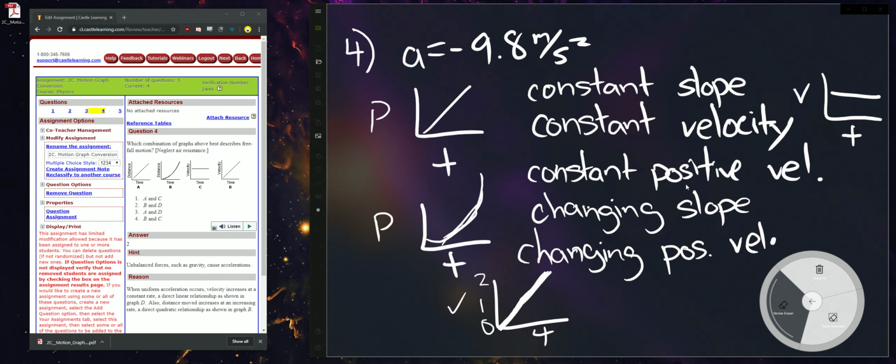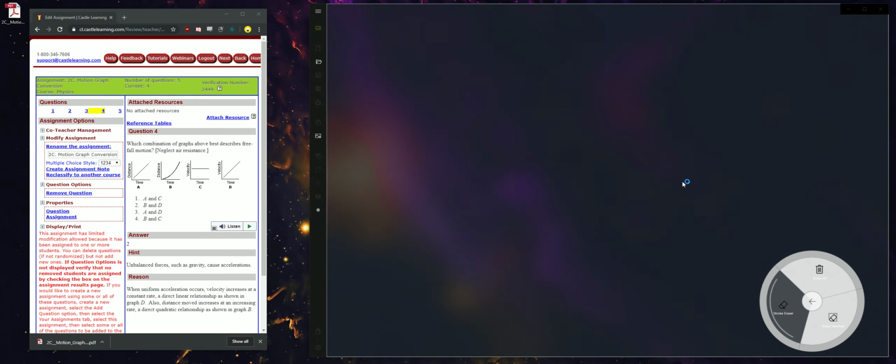I'm sorry. So what best describes free fall motion is that if you have an acceleration, that must mean that you have a changing velocity. Again, changing velocity means that your acceleration cannot be 0. So changing velocity, acceleration can't be 0, so it has to be number 2, B and D. So that's the answer. That's the end of this video.